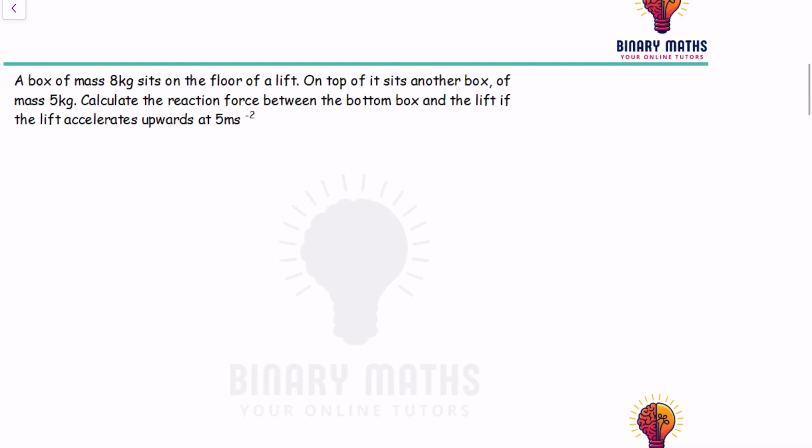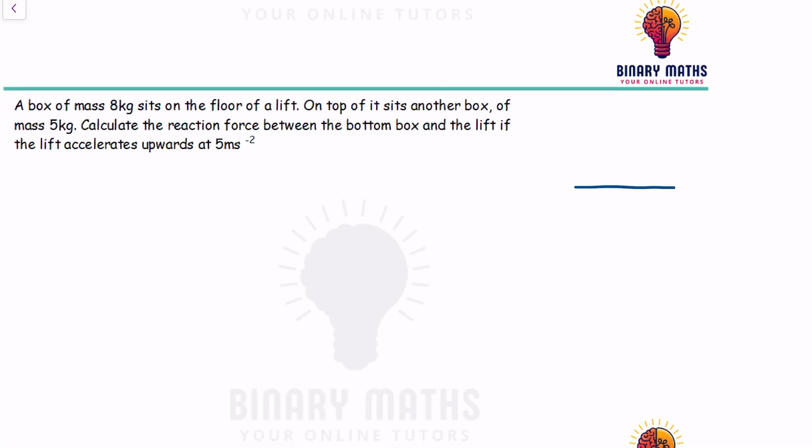Okay, next question. A box of mass 8 kg sits on the floor of a lift. On top of it sits another box of mass 5 kg. Calculate the reaction force between the bottom box and the lift if the lift accelerates upwards by 5 meters per second squared. So in this case, we've got a lift, we've got the bottom box, and then we've got the top box.